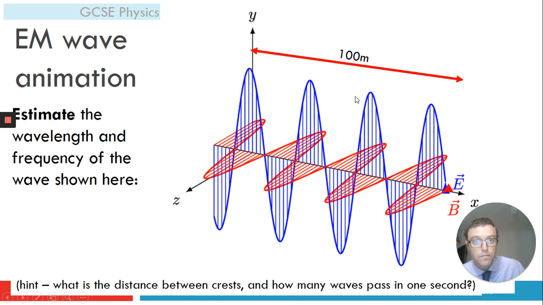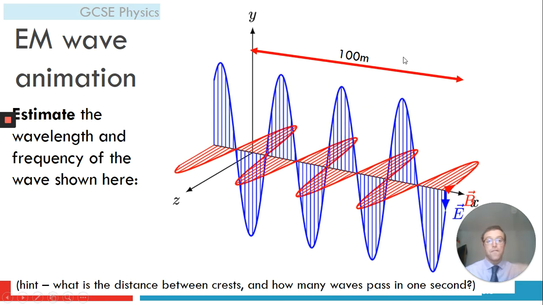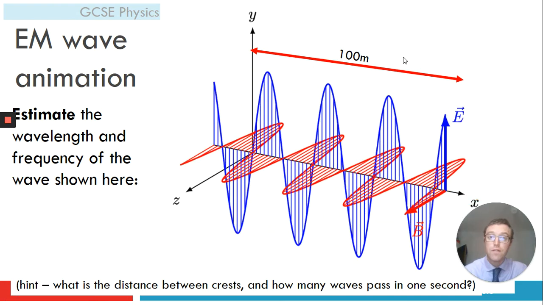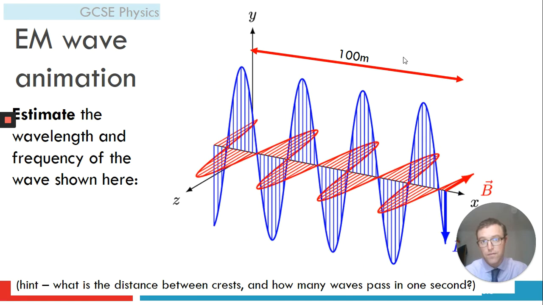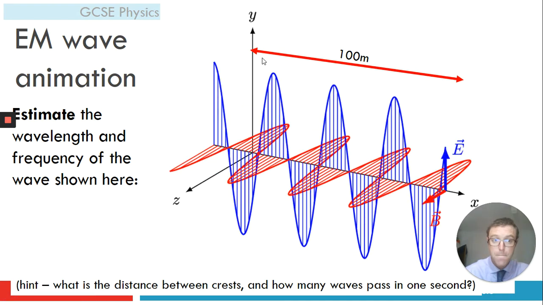At any point, we have 4 crests traveling in 100 meters. If 4 of them make up 100 meters, then the wavelength of one wave from one crest to another crest is going to be 100 divided by 4. It's going to be 25 meters.